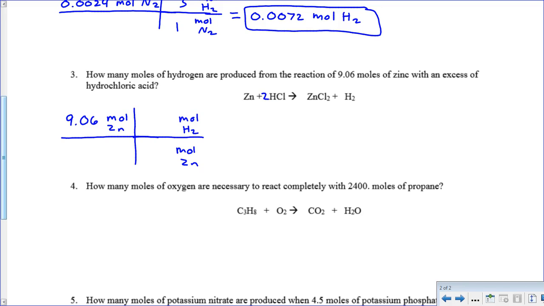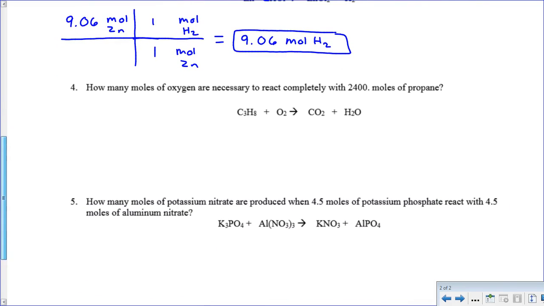And if you look here, that is a 1-to-1 ratio. So what's interesting about this problem is we end up with 9.06 moles of H2 because it was a 1-to-1 ratio. So whatever number of moles of zinc that we had, we're going to have the same number of moles of H2.